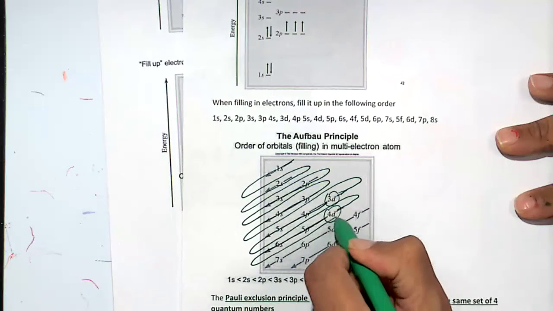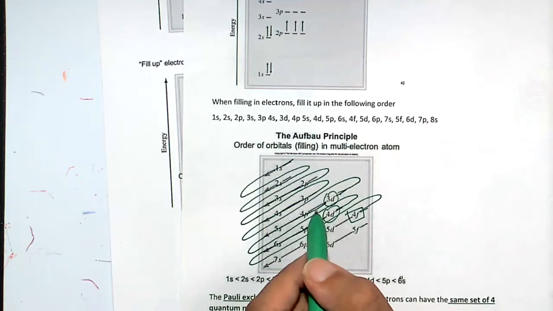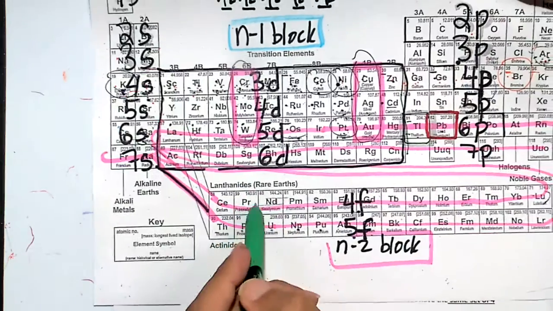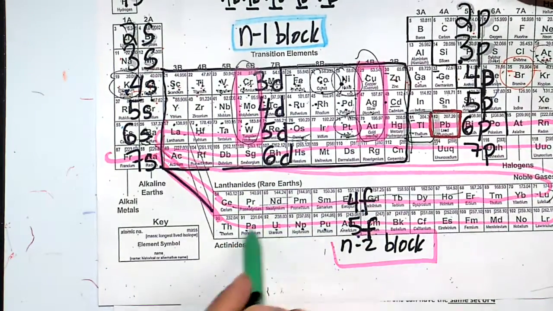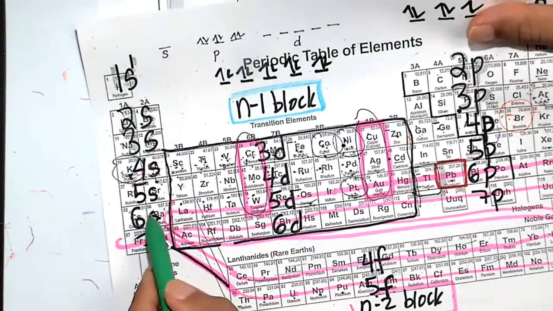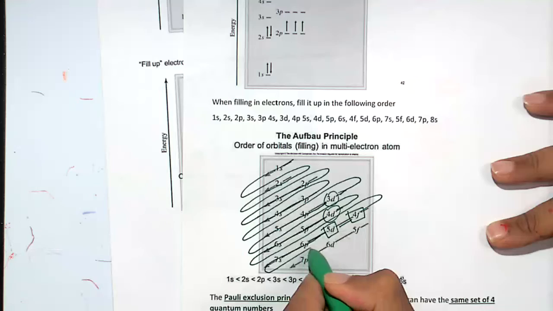What happens after 6s? 4f. Okay, the F block. After 6s we go to the F block, lanthanides and actinides. After 4f we come back to fill the D, and then P, and then 7s. After 7s, where do we go?